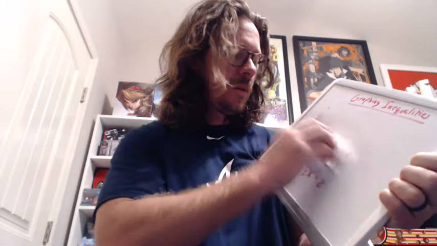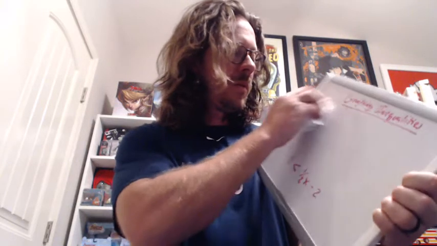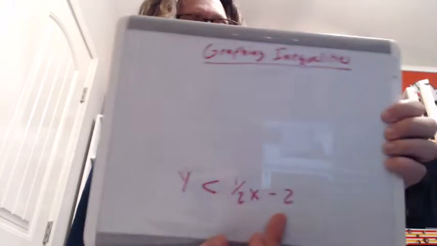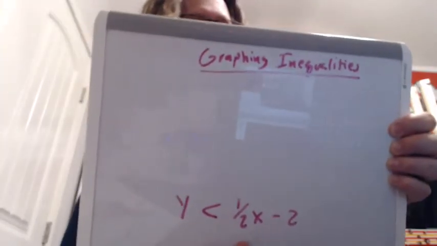So here's what we're going to do, okay? We're going to graph this like it's a normal line. So what's the y-intercept? -2, right? And what's the slope? 1/2. So watch this.